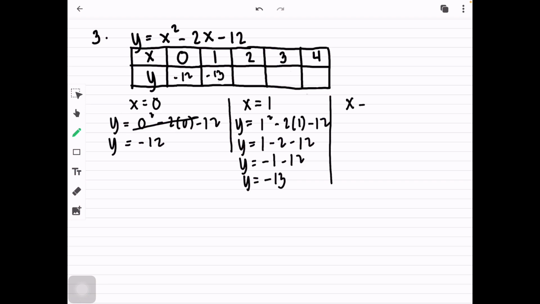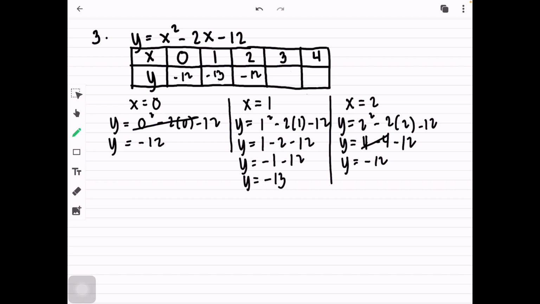Next is we have x equals positive 2. So, y equals 2 squared minus 2 times 2 minus 12. So, y equals 2 times 2, 4. Negative 2 times 2, negative 4 minus 12. So, 4 minus 4, 0. 0 na yan. Diba? 0 minus 12, negative 12.